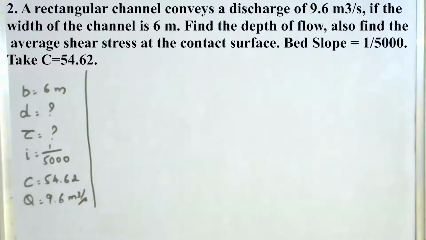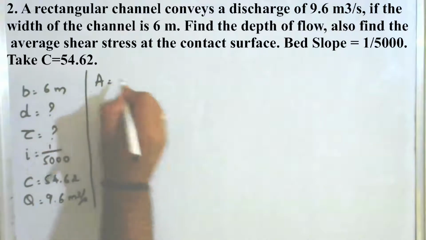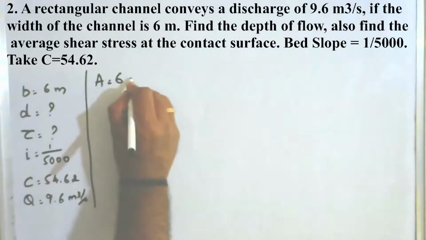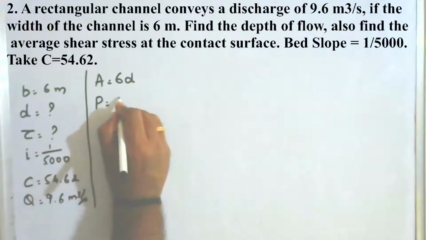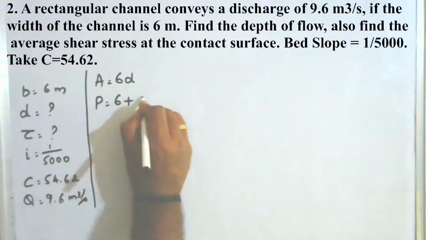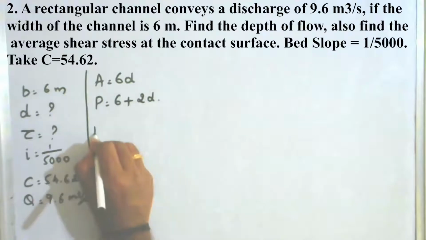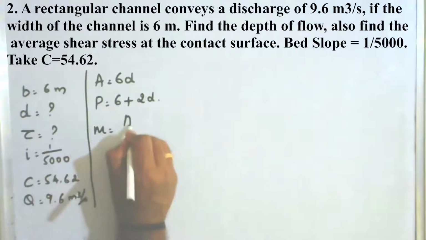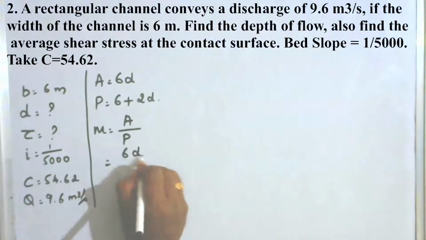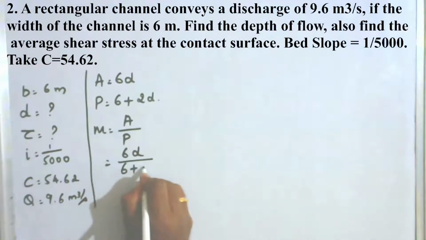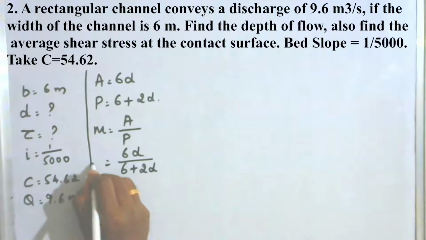Now write the area. Area is equal to B into D, that is 6 into D, 6D. Then wetted perimeter is equal to B plus 2 times D. Then M, the hydraulic mean depth, is equal to area by wetted perimeter, which is equal to 6D divided by 6 plus 2 times D.